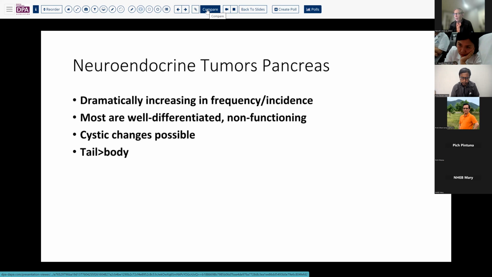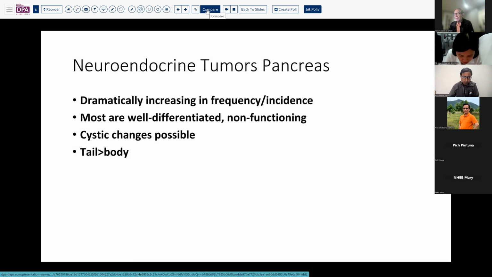Of course, most of these are well differentiated and non-functional, but even though they're well differentiated low-grade tumors, they can have variable biological behavior, as you know. They can metastasize, they can spread, they can recur. And so identifying them and being able to diagnose them is, of course, important.